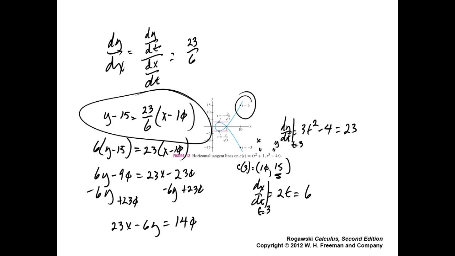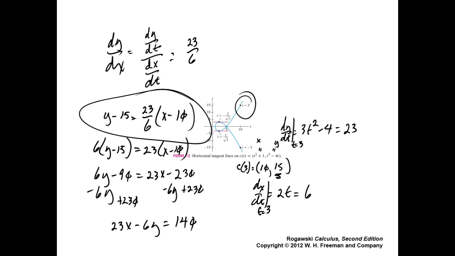Now, number B says the points where the tangent line is horizontal. What's going to be true about a horizontal tangent line? What's going to be a max or a min? Okay. What else can you say about it? The derivative is 0, and that will be a max or a min usually. Okay, derivative is 0. Now, let's go back and say what our derivative was.